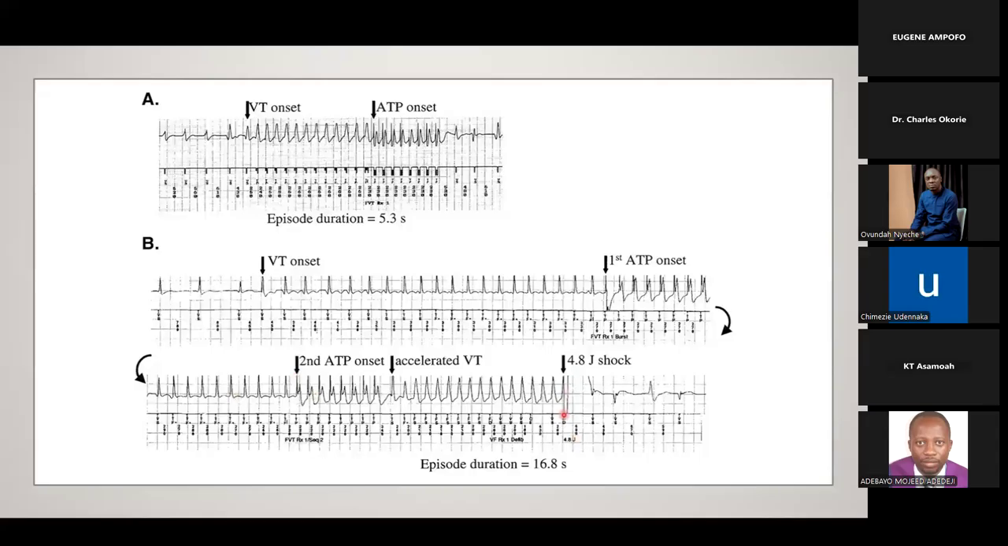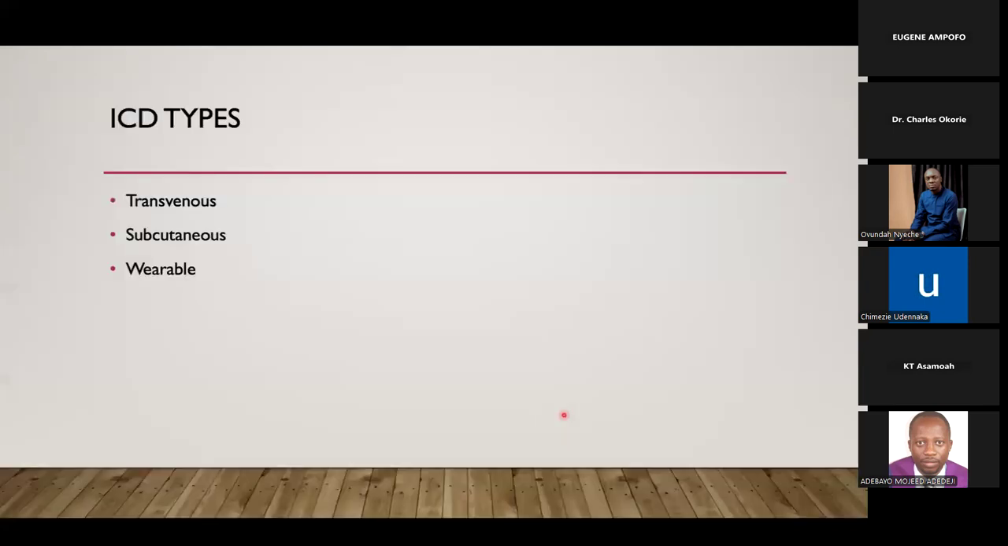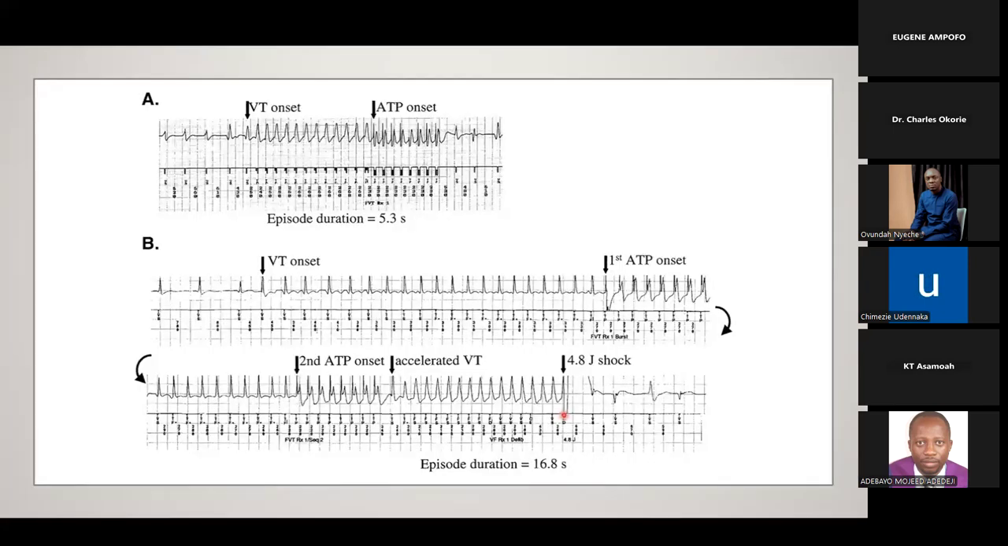So typically, when it's being programmed in zones 1 and 2, it tends to be anti-tachycardia pacing. And if it fails to capture the rhythm, then it would end up delivering a shock. That is typically how it works. So I hope I've explained it well.